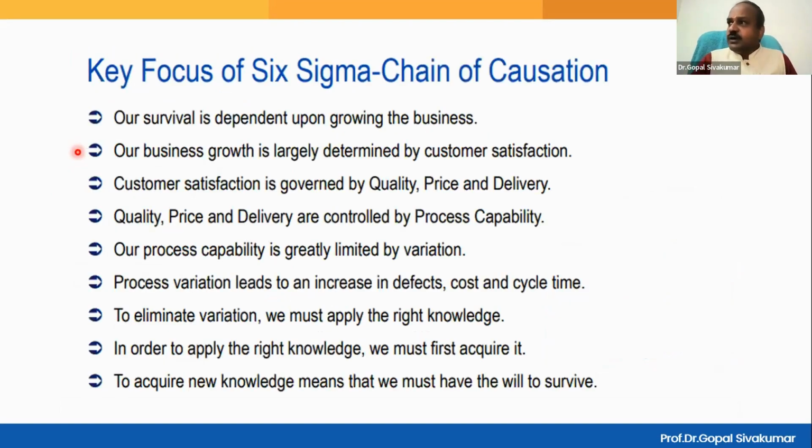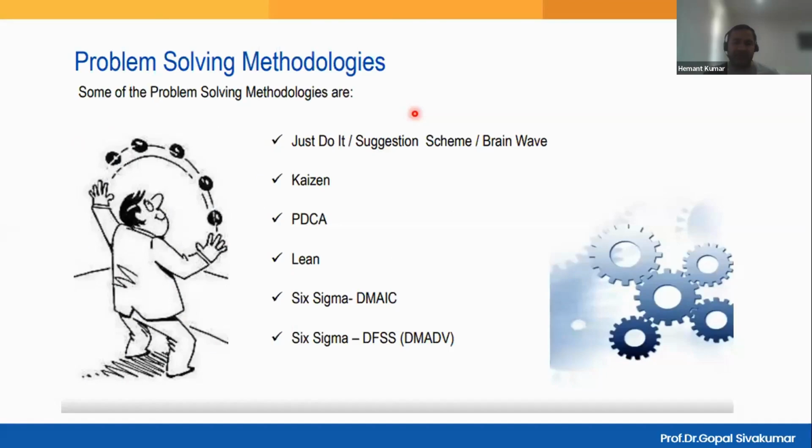So the key focus of Six Sigma is the chain of causation. Sorry sir, the last part also, can you go back to the previous slide? DMAIC and DMADV, that also. One is uplifting the quality of a product, that is DMAIC. Developing a new product is DMADV.